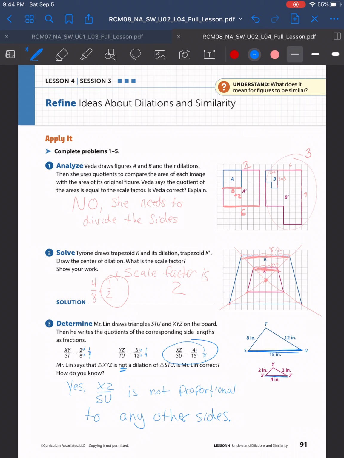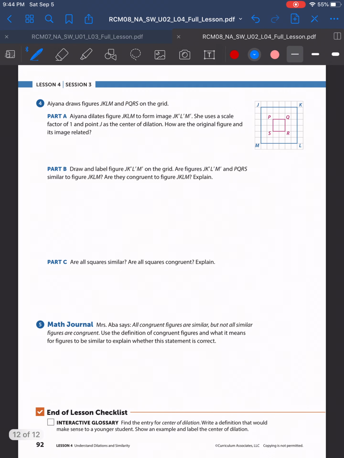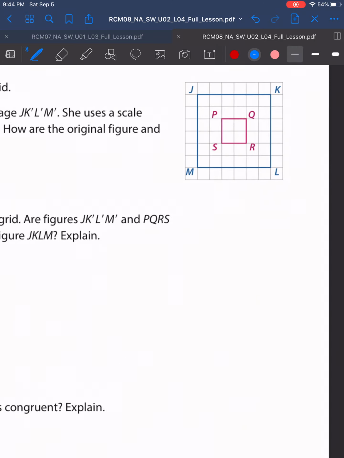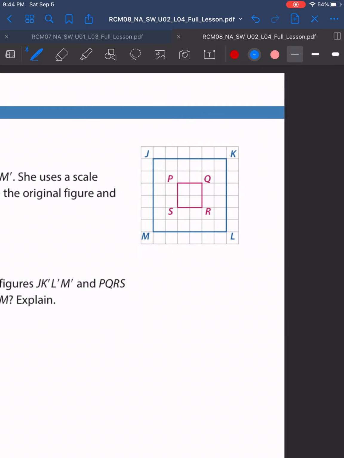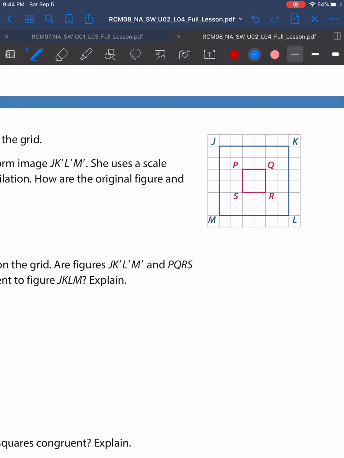All right, next page. Number 4. Ayanna draws JKLM and PQRS on the grid. She dilates JKLM to form JKLM prime. She uses a scale factor of 1 and points J as the center of dilation. How are the original figure and the image related? She used it as the center of dilation?